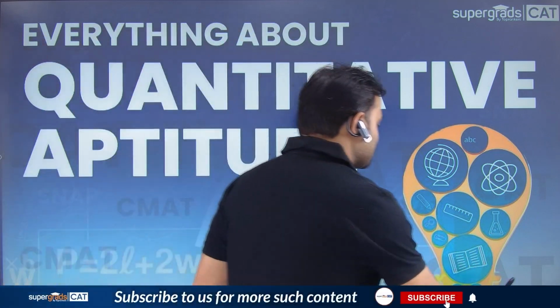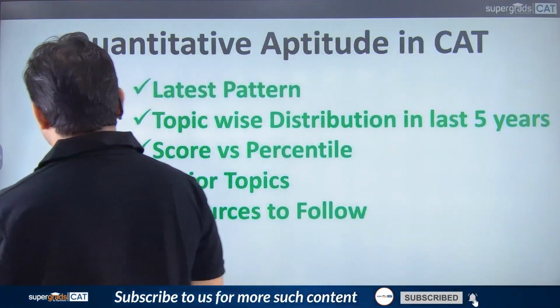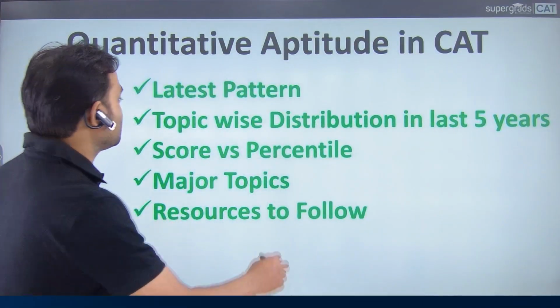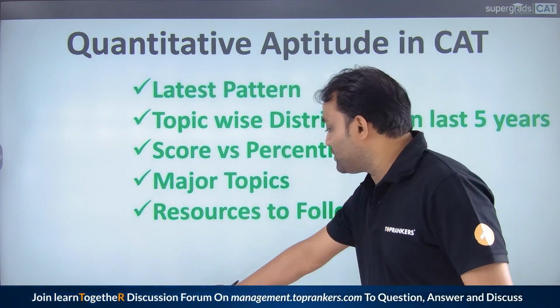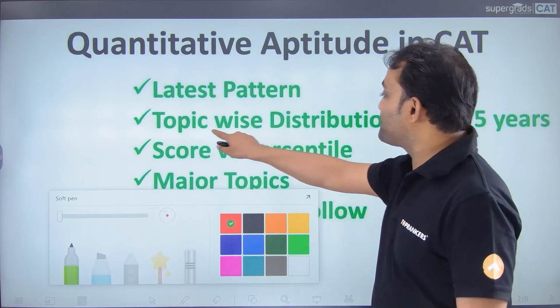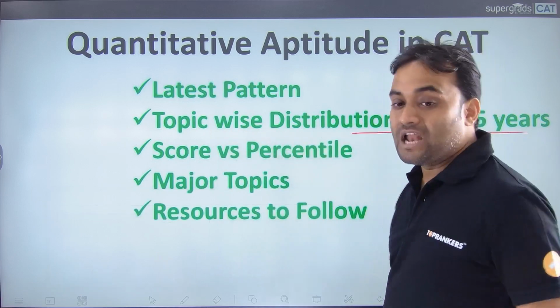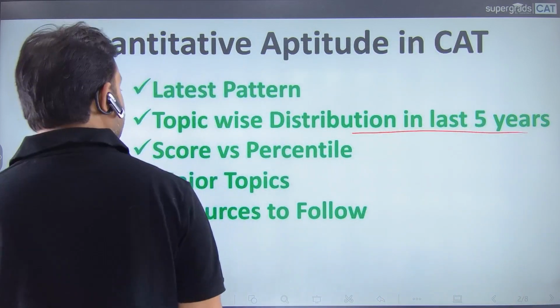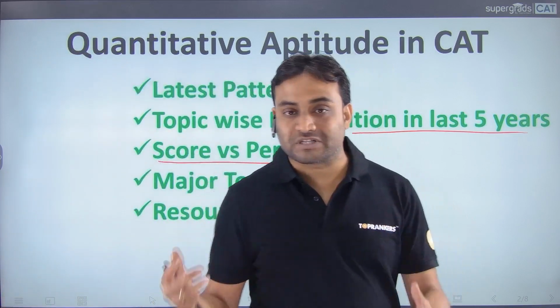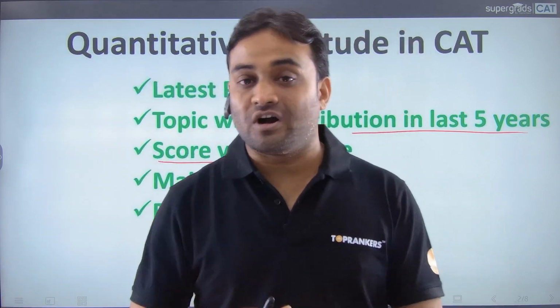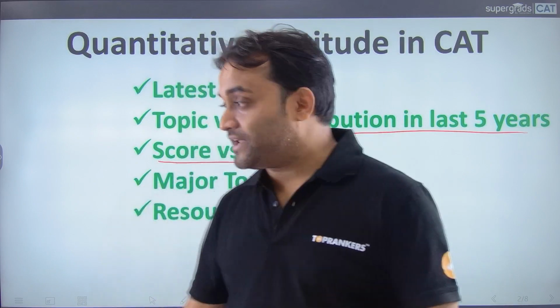First, let me tell you what we are going to learn today. We are going to learn about the latest pattern in CAT. Then we are going to learn about the topic-wise distribution in the last 5 years since 2019. Then we are going to learn about the actual score versus percentile that my students got in CAT 2023.